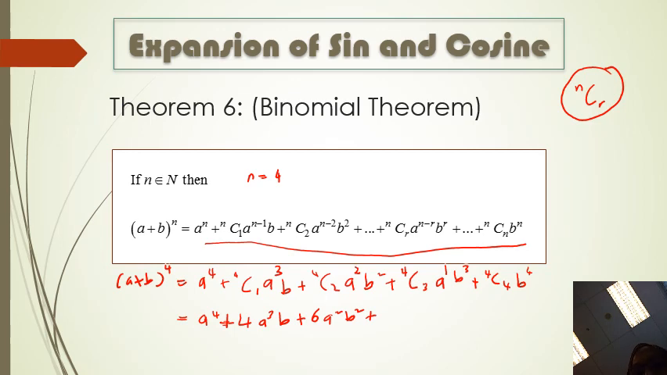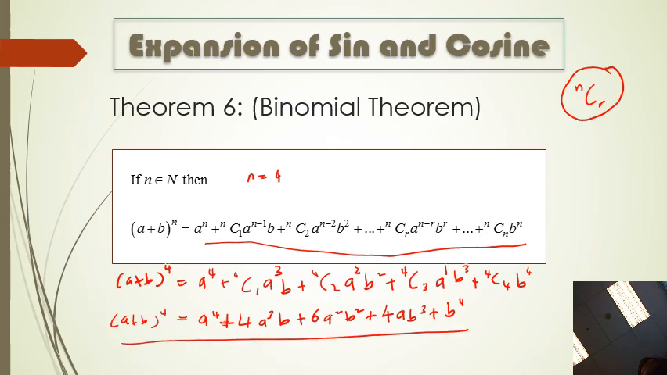4C3 is 4ab^3 plus 4C4 is 1 b^4. So this is the result of your expansion. If there are same expressions, you can add them together. But normally you get the simplest form.